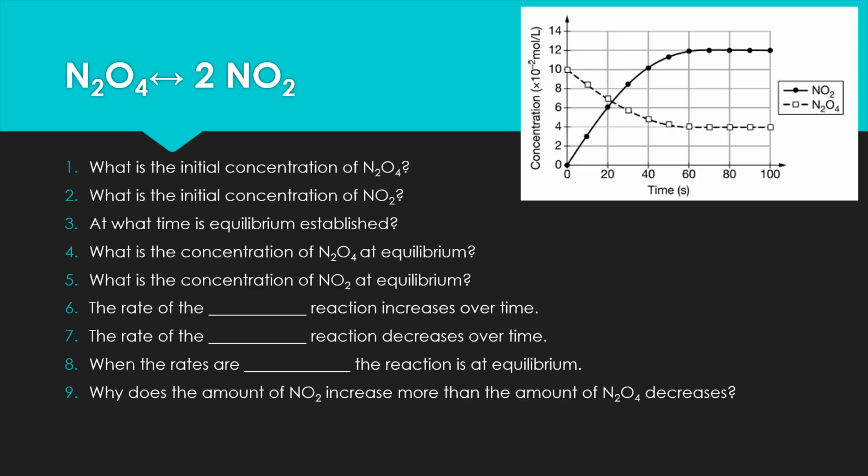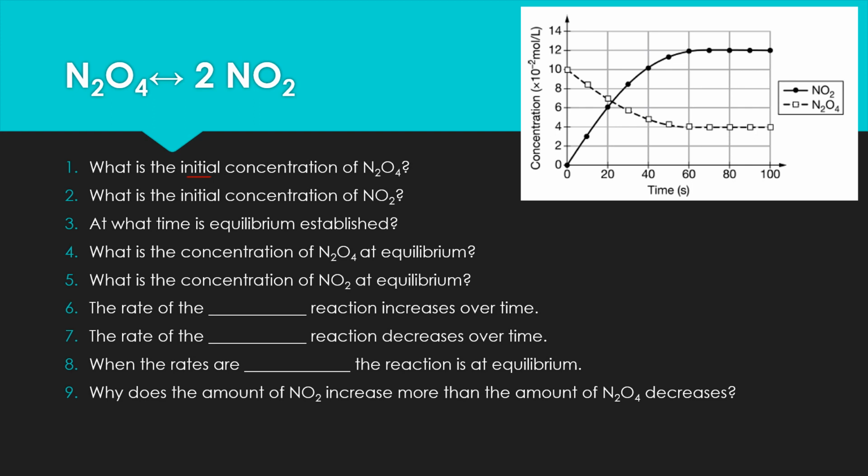So let's take a look at analyzing a couple more of these graphs, seeing what's going on, how we can determine what concentrations things are, and when they establish equilibrium. So our first question here, we've got a reaction N2O4 makes 2 NO2, so we're breaking a bond there and creating 2 different molecules. It says, what is the initial concentration of N2O4? Well, our concentrations are on the y-axis, and they're times 10 to the negative 2.